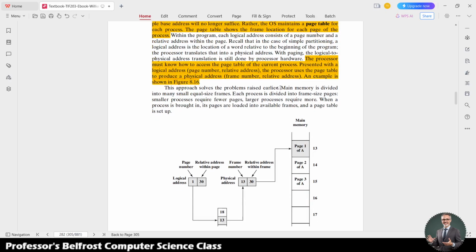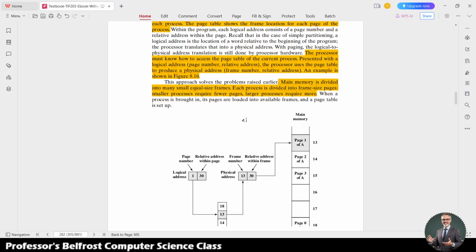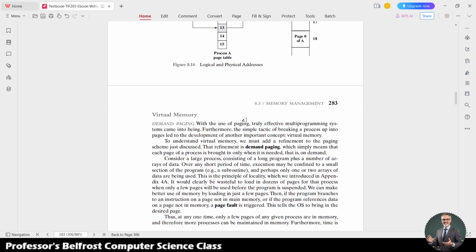Main memory is divided into many small equal size frames, and each process is divided into pages. The smaller process requires fewer pages and larger processes require more.